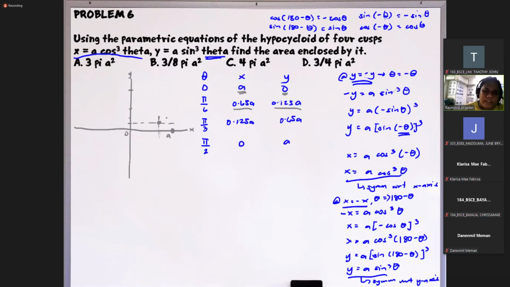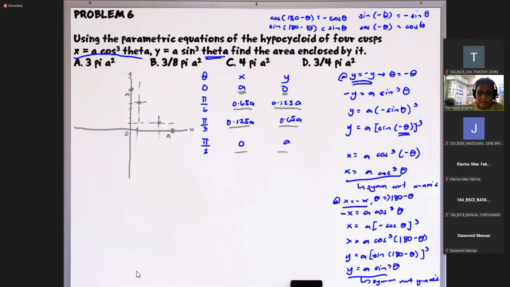Okay? Then next is 0.125a, 0.65a. Let's say this is the 0.125a, and here, let's say the 0.65a. So therefore, we have a point here. Then lastly, we have 0, a. Right? So x is 0, y is a. So we also have a point here.